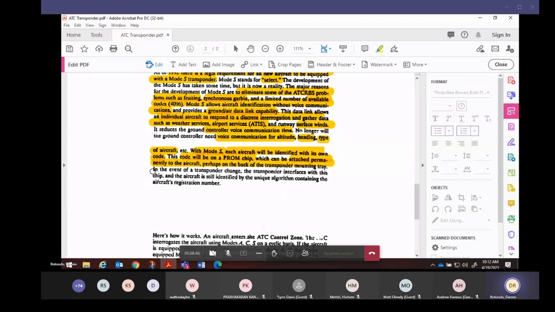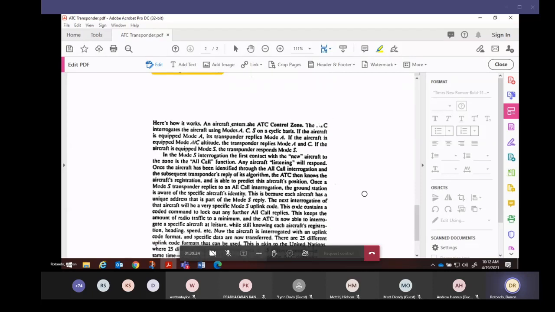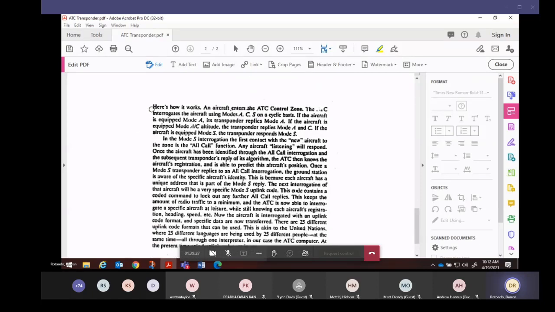Okay, and that's what this says. In the event of a transponder change, the transponder interfaces with the chip, and it does that through the external strapping. And the aircraft is still identified by its unique algorithm. And that unique algorithm, first and foremost, is sending your identification. It's really sending your aircraft registration number, your Charlie, Foxtrot, Oscar, Bravo, Sierra. And again, this is all happening without an air traffic controller ever needing to contact you for that. As soon as you get into the zone, your transponder will report who you are to air traffic control. So it says, here's how it works.